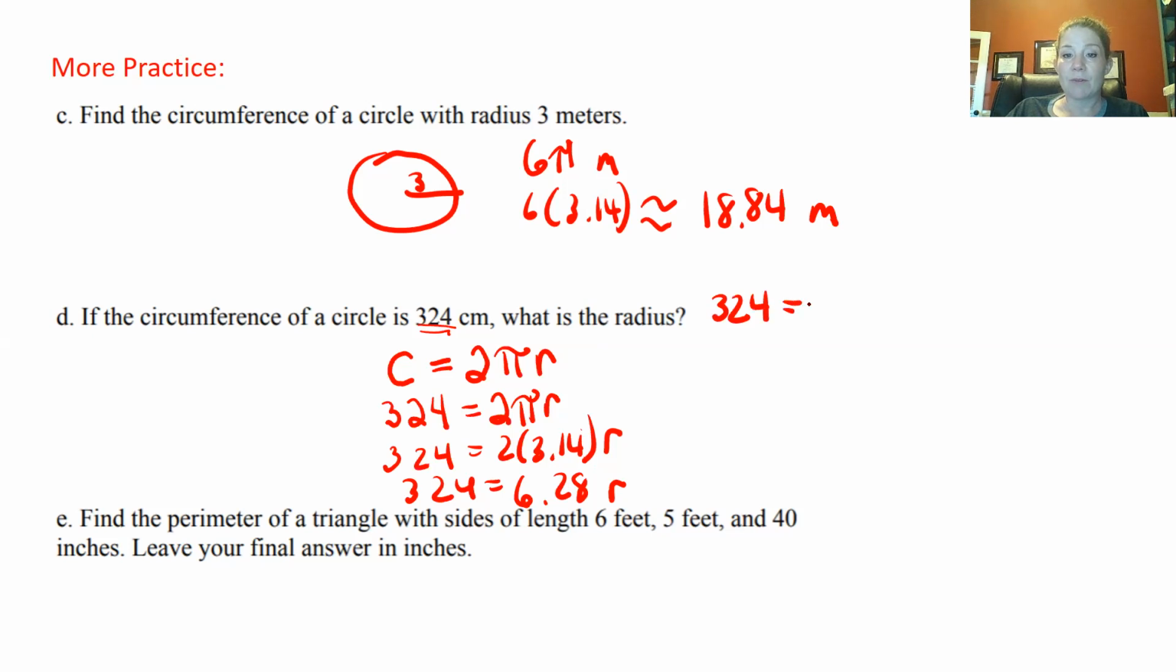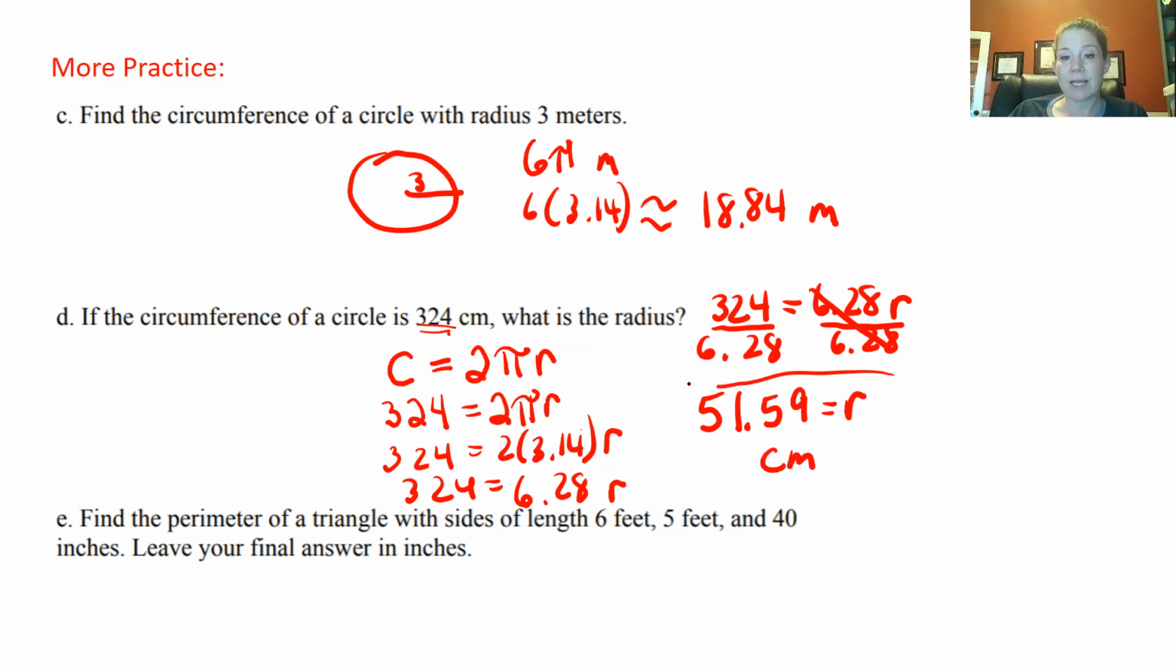So I'm going to bring up here what we just wrote down there. So to get rid of multiply by 6.28, we're going to divide both sides by 6.28. So the radius is 324 divided by 6.28, and it gives me about 51.59. I don't know what to round to. The hundredths would be 51.59 centimeters. That's the radius. All right, did you guys see how I did that?